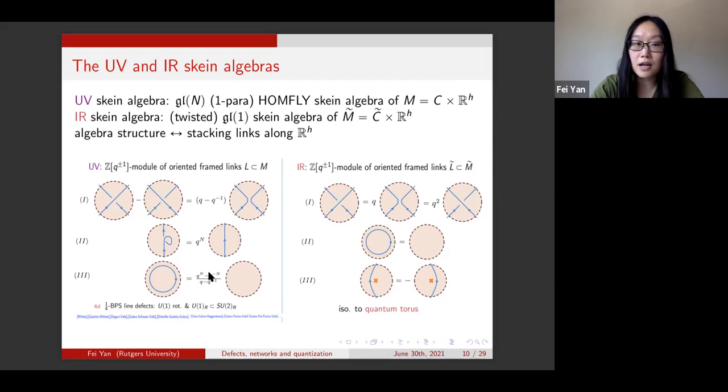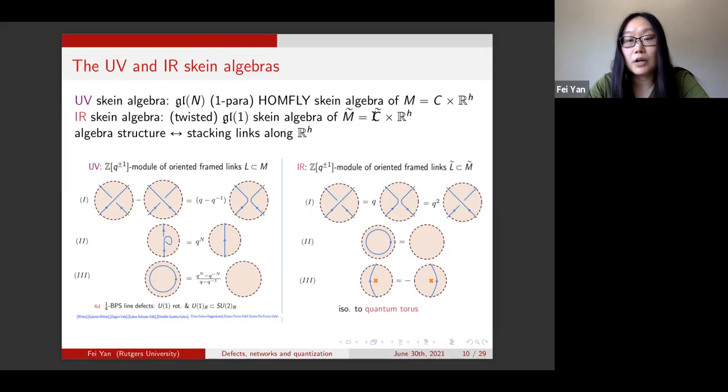In the infrared, the skein algebra is defined similarly. The skein relations are much simpler. In particular, you see the first relation, I could directly resolve the crossing at the cost of q or q inverse. However, there's some little subtlety here, which is why the infrared skein algebra is some sort of twisted GL_1 skein algebra associated with the covering three-manifold. Sorry, I should say that the infrared skein algebra is associated with the covering three-manifold.